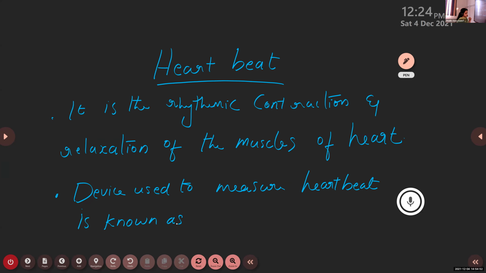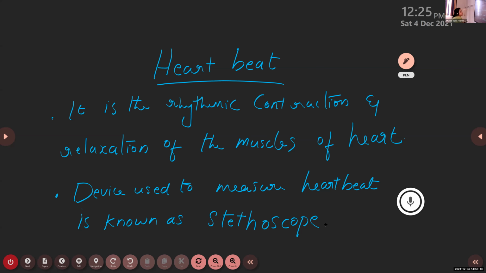What about the spelling? S-T-E-T-H-O-S-C-O-P-E, stethoscope. Okay, now let me share the screen. We can find out what the image looks like. One minute, let me write.